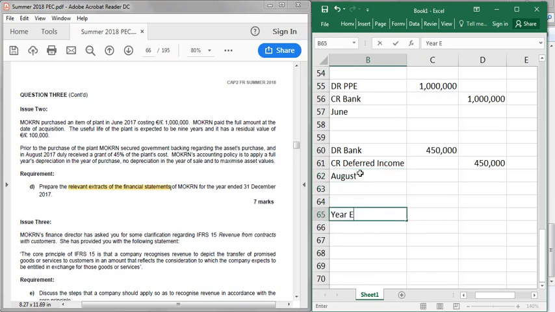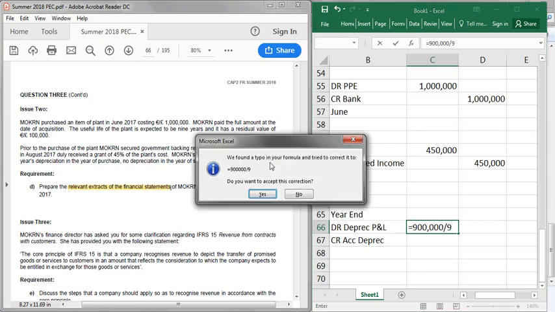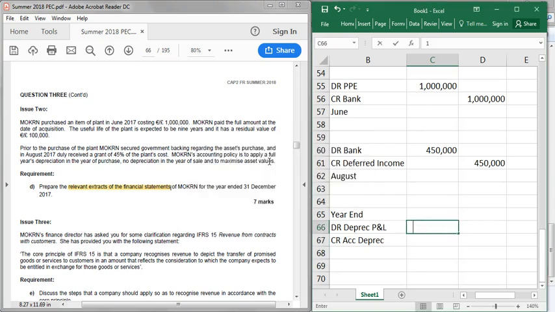And at the year end then, you have two things to do. First thing is you have to charge depreciation. So you're going to debit depreciation in the P&L, and you're going to credit accumulated depreciation. Now just be careful here. It's a 9-year life, but the residual value is 100,000. So it's going to be 900,000, which is cost minus residual value divided by 9. So a nice even 100,000. And that's the same for your accumulated depreciation.